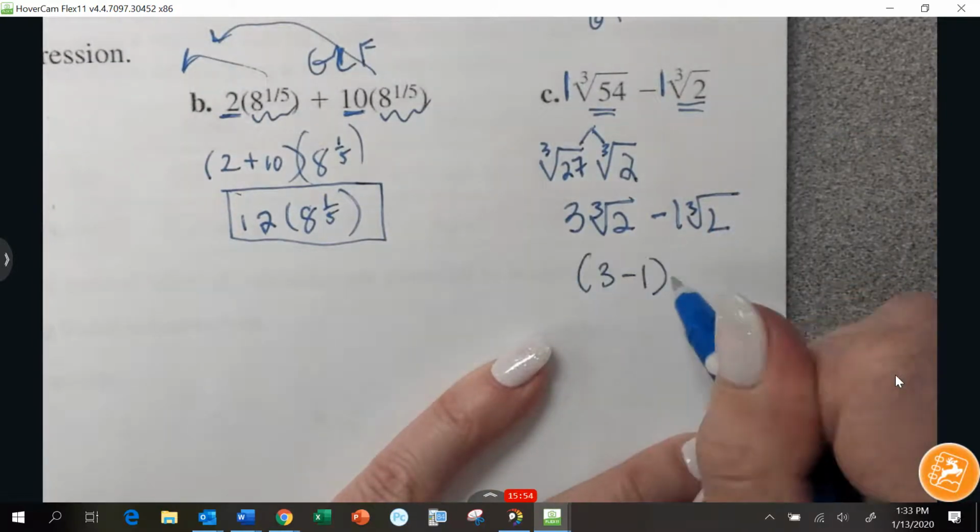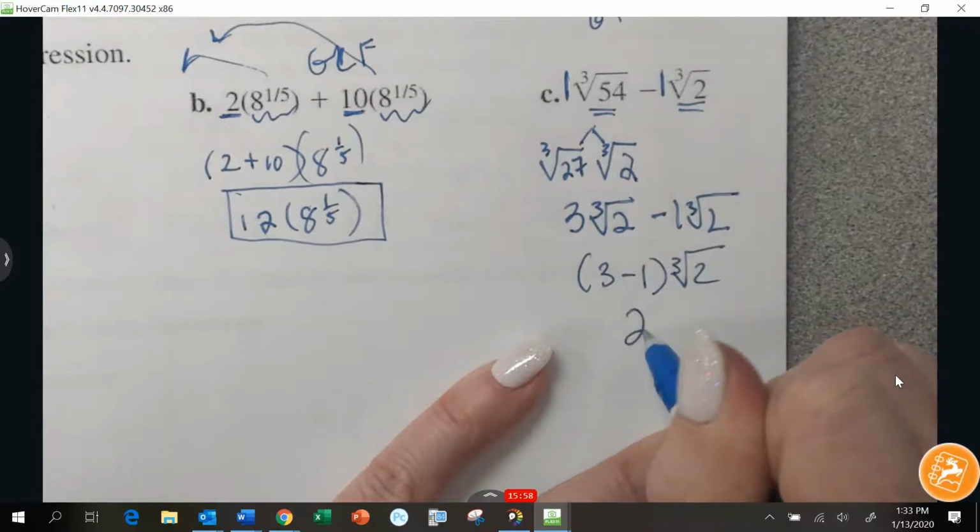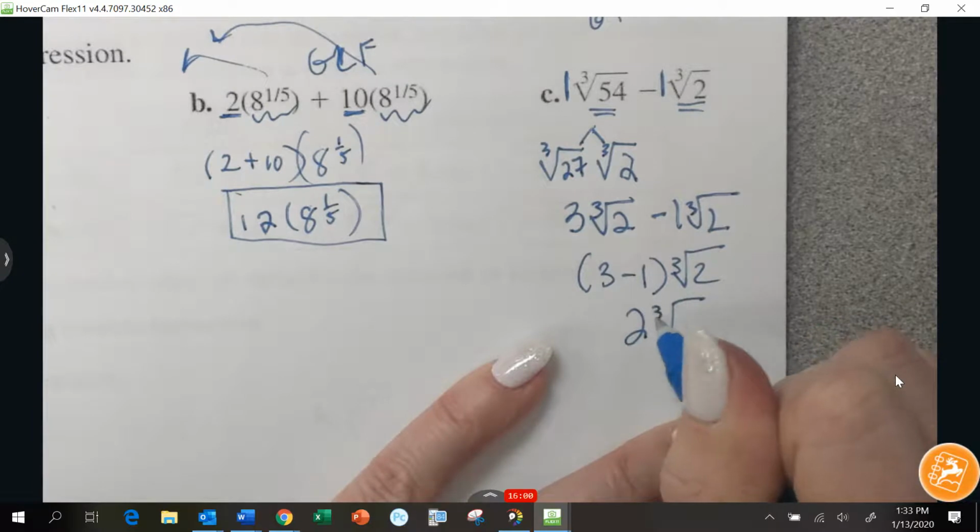Three minus 1, cube root 2 is 2. Cube root 2.